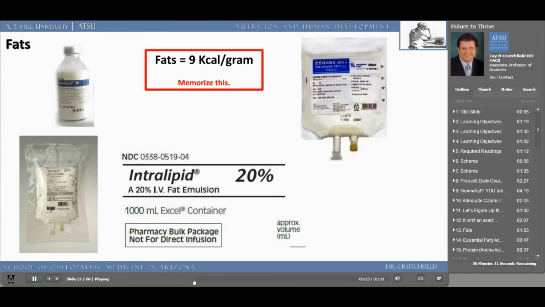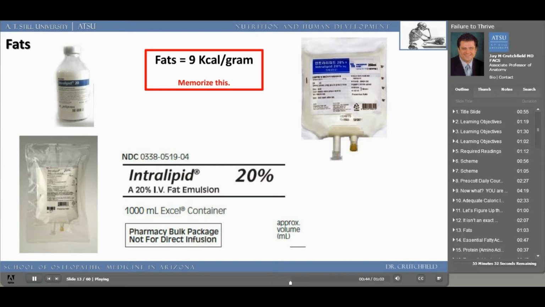Memorize this. The next time you go to the store and you pick up some peanut butter, look at how many of the calories are provided by fat, and then divide that by 9, and that'll tell you how many grams of fat are in each serving. So we have to figure out how much fat Tony needs.